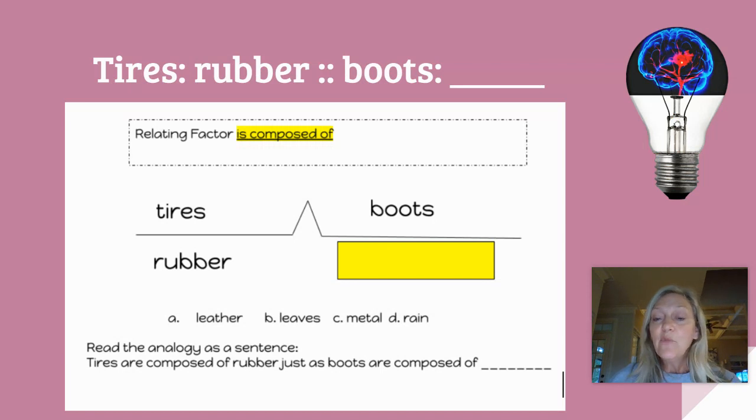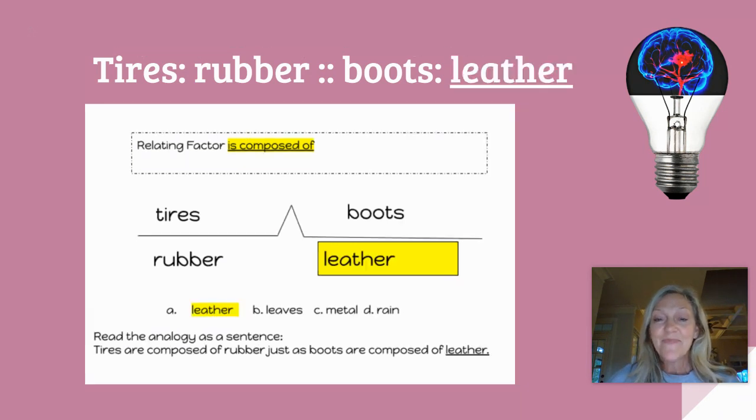Now, let's look at one with the composition. Tires is composed of rubber, just as boots is composed of blank. Although boots may be composed of different things, we want to look at the one that would make the most sense of the ones given. Leather, leaves, metal, and rain. What do you think would be the best answer? If you said leather, you are exactly right. Tires are composed of rubber, just as boots are composed of leather.